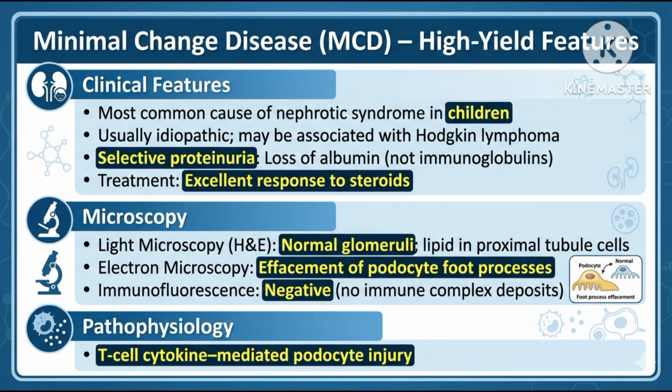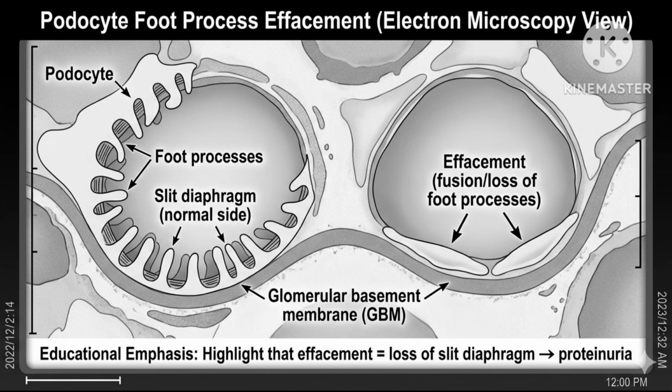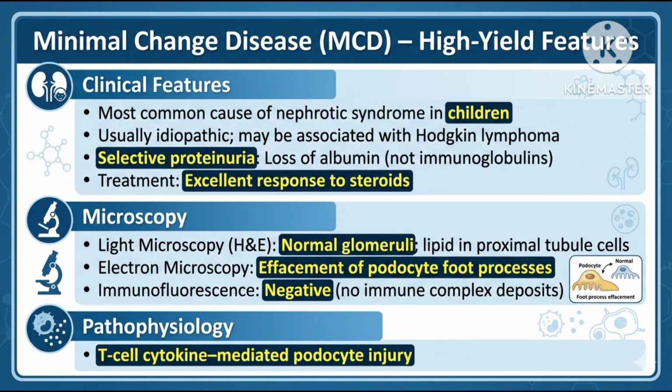Light microscopy shows normal glomeruli. It shows negative immunofluorescence. On electron microscopy, there will be effacement of podocyte foot process. You should remember this sequence about minimal change disease. Child, upper respiratory tract infection followed by proteinuria, low albumin, edema, and high cholesterol. Podocyte damage, effacement of podocyte foot process on electron microscope, excellent response to steroids.